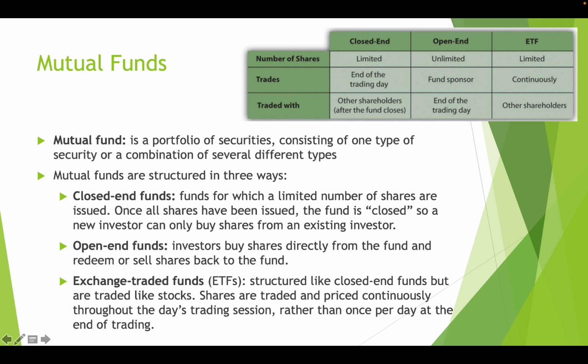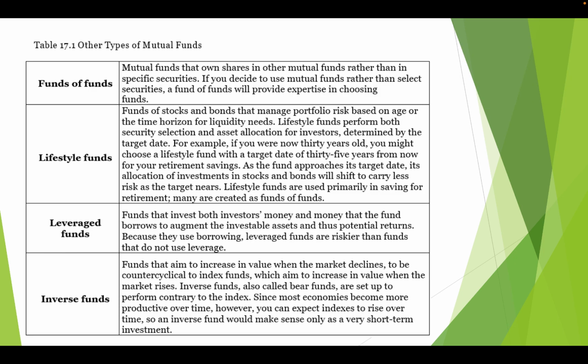Shares of open-end funds may be bought and sold directly from the fund sponsor, a mutual fund company, or an investment manager like Fidelity or Vanguard. Some of the types of mutual funds that you can invest in are funds of funds. So these are mutual funds that own shares in other mutual funds rather than in specific securities.